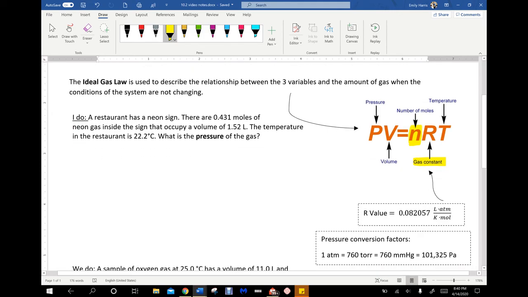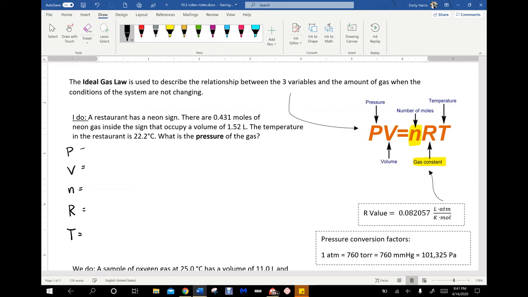Our first problem says a restaurant has a neon sign. There are 0.431 moles of neon gas inside the sign that occupy a volume of 1.52 liters. The temperature in the restaurant is 22 degrees Celsius. What is the pressure of the gas? First, let's list out our variables: pressure, volume, the amount in moles, the R value, and then the temperature.